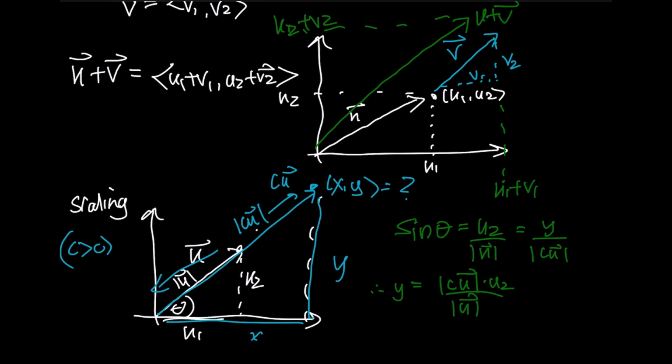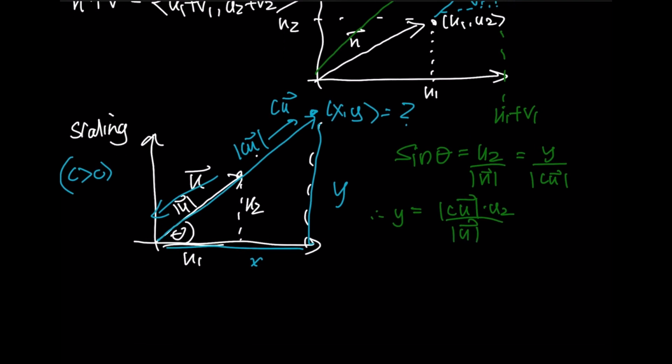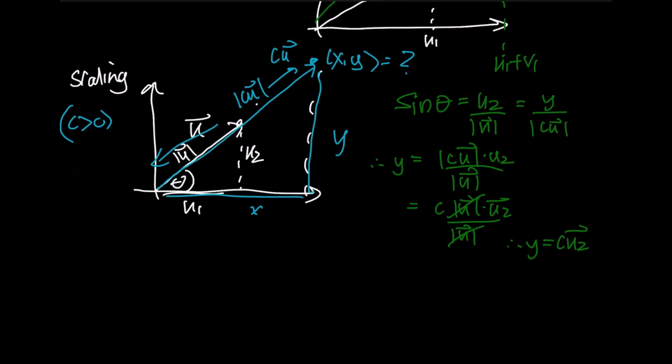But I already know that the length of cu is equal to c times the length of u, because remember, we're assuming c is positive. So that means its absolute value will just be itself over the length of u. And what ends up happening is I get y is cu2. And sorry, that should not be a vector, nor should this be a vector.